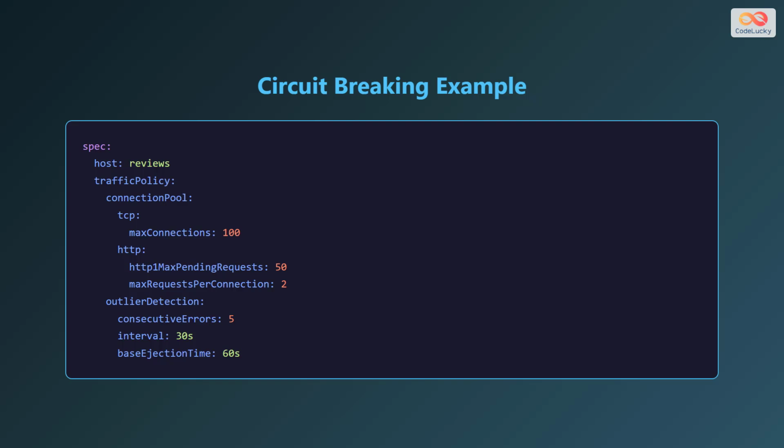Circuit breaking is a critical resilience pattern that destination rules make easy to implement. This configuration sets connection pool limits and outlier detection rules. The max connections setting limits TCP connections to 100. HTTP 1 max pending requests caps queued requests at 50. The outlier detection section monitors for failures. After 5 consecutive errors within a 30-second interval, unhealthy instances are ejected from the load balancing pool for 60 seconds. This prevents cascading failures in your mesh.